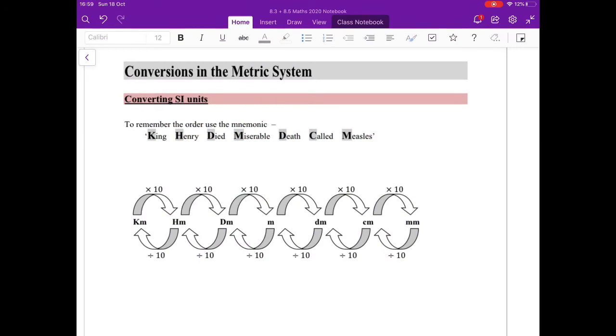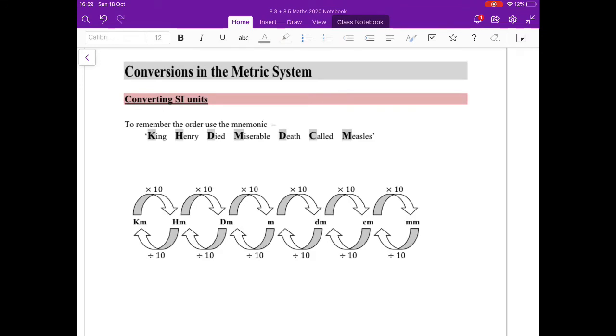We're now going to look at conversions in the metric system, and we need this for when we do area and perimeter in geometry. These conversions you have to know off by heart. You will not be given factor tables or anything like that.